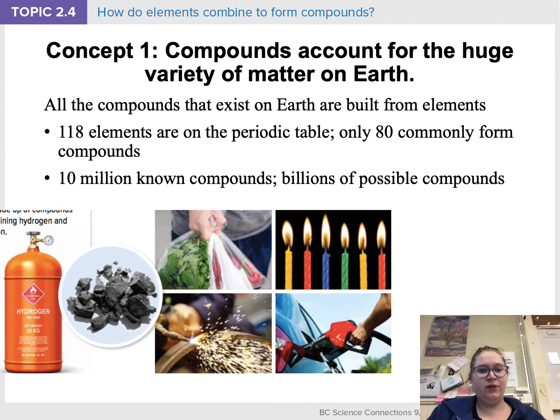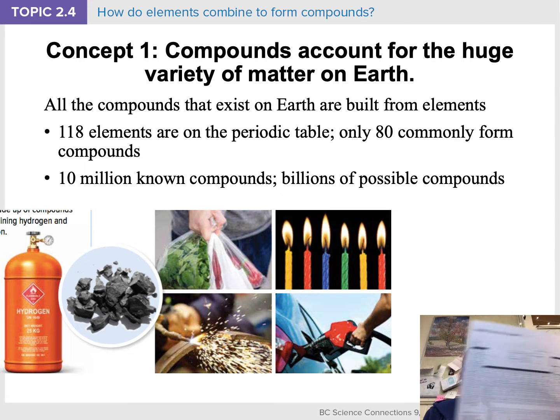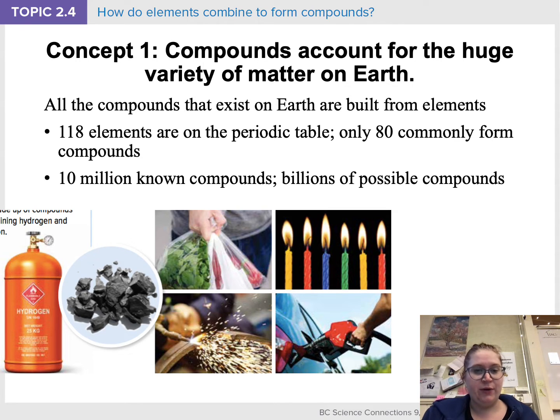So earlier in the course we learned about how pure substances can be either elements or compounds, and we've talked a lot about elements, the ones that you find on the periodic table, but today we're going to talk about compounds. All the compounds that exist on Earth are built from elements. There are 118 elements on the periodic table, but only 80 of them commonly form compounds.